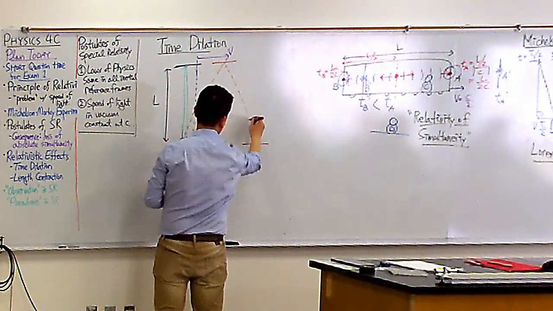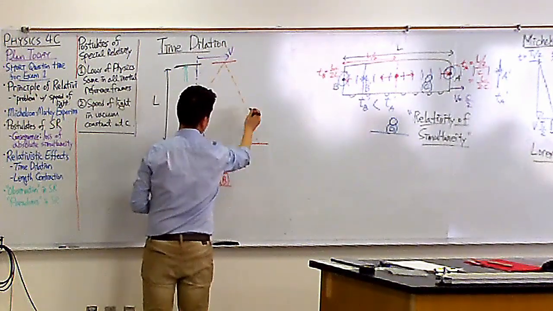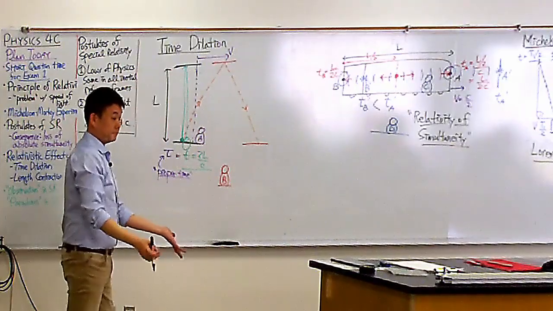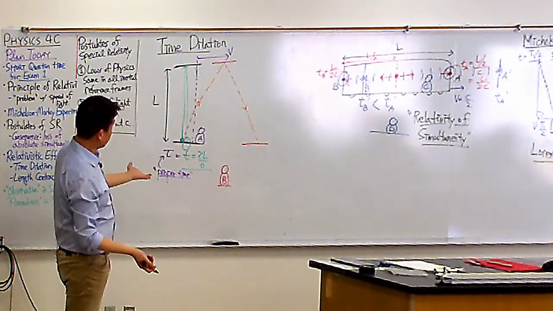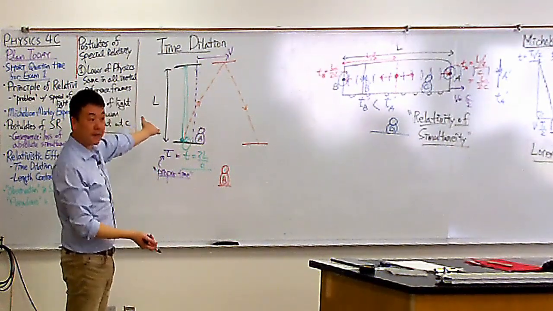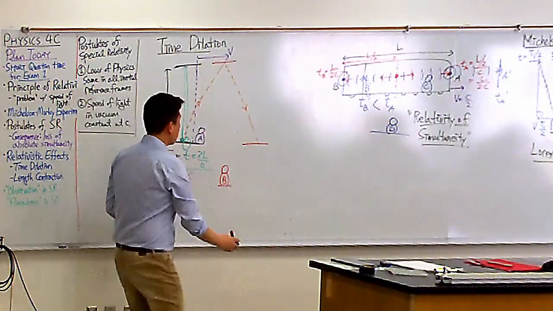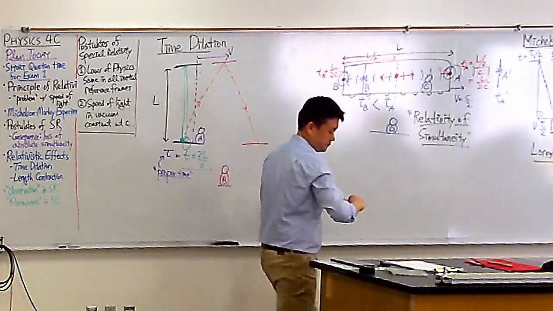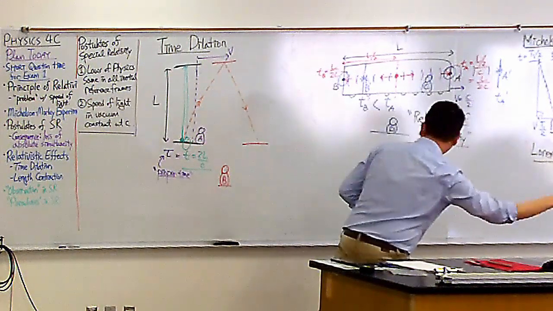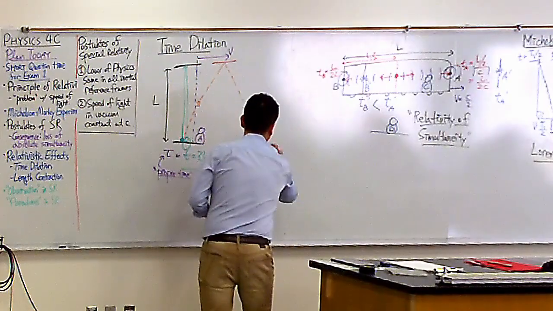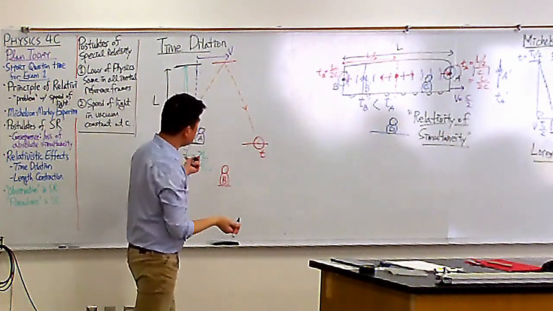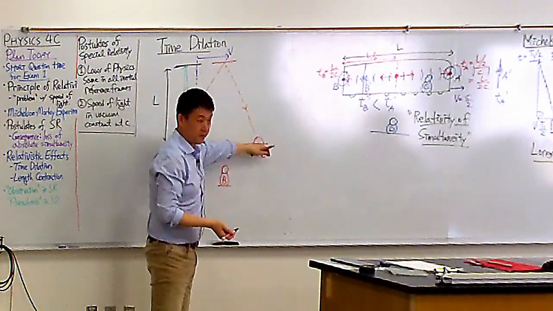So this is the path of the light that observer B sees. Okay? And that's what he observes. And let's see at what time t the light comes back to this mirror.